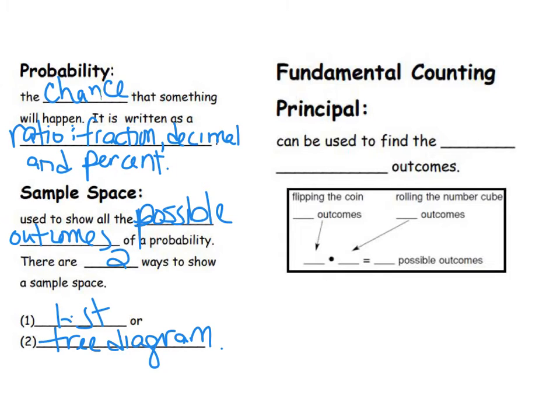Now, the fundamental counting principle, usually we use it to find out if we did our sample space correctly. So it can be used to find the total possible outcomes.